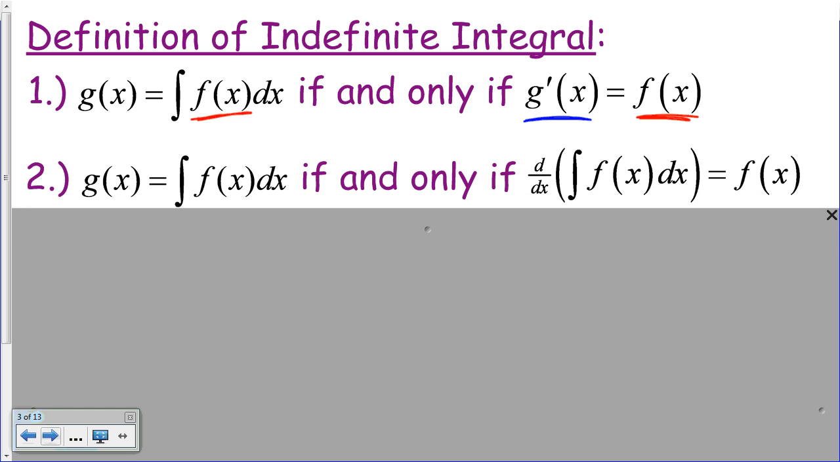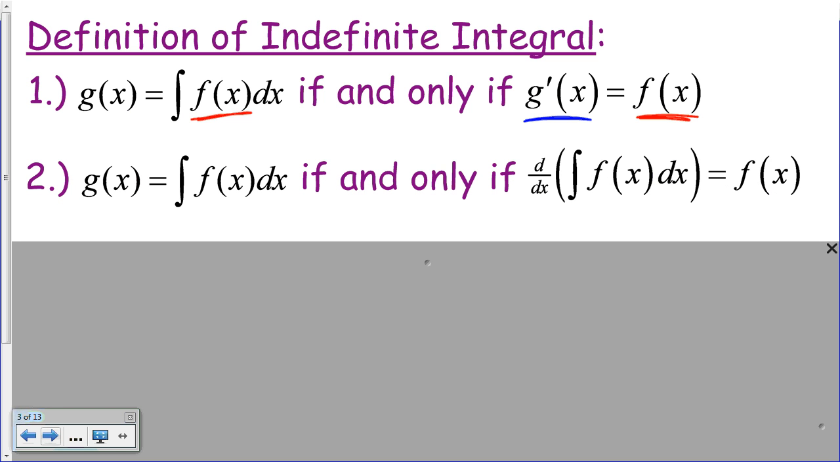Now you can rewrite that slightly, and depending on what you're doing, one of these definitions might be easiest to write or make the most sense to work with. The second way to write this is to say that g of x is equal to the indefinite integral of f of x dx, same first part, if and only if. But now, instead of g prime of x, we replace it with this: the derivative, d dx, of the indefinite integral of f of x dx is equal to f of x. The derivative of the antiderivative of f.